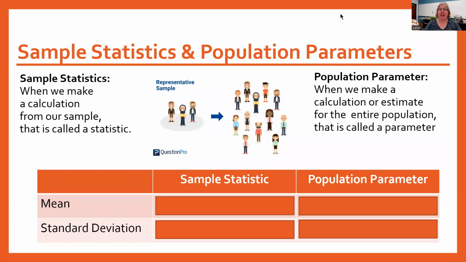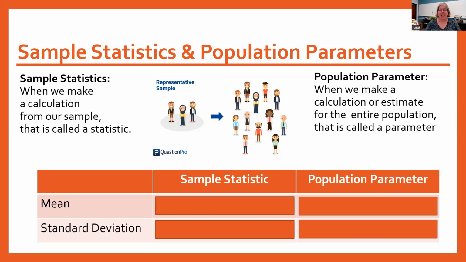We have one last concept to review before we wrap up Chapter 3. This concept is going to be really important as we move into Unit 5 with confidence intervals and hypothesis testing. So we're looking here at the difference between sample statistics and population parameters.